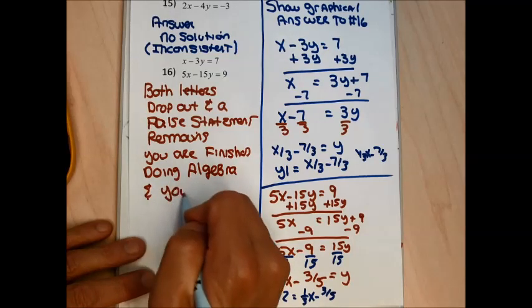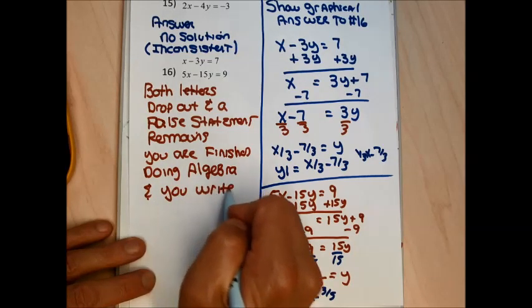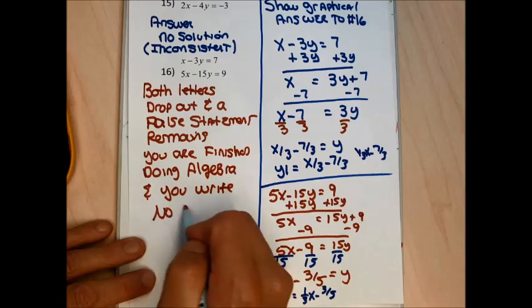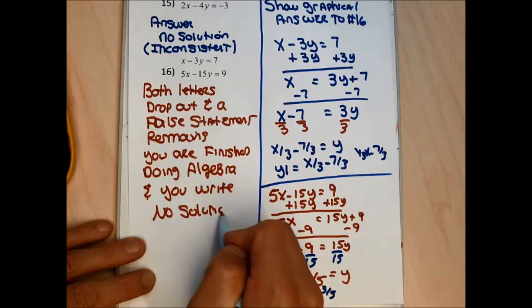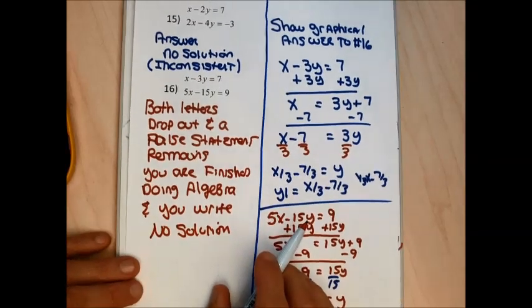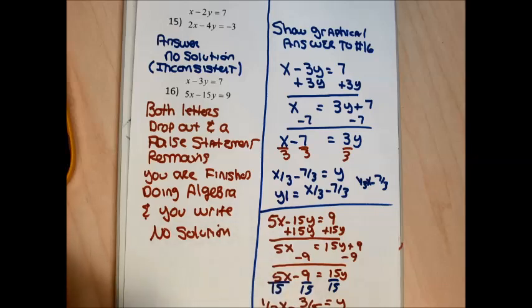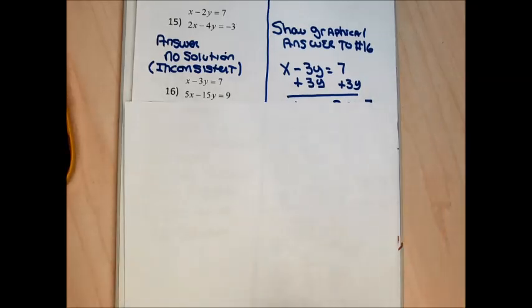And you write no solution. Or you can write inconsistent. It's going to happen for your problem 15 as well as my problem 16. Both of these are inconsistent, or both of these would graph to be parallel lines, so there's no solutions. So let me do all this on another sheet of paper for problem 16, because I've kind of wasted this whole sheet of paper.